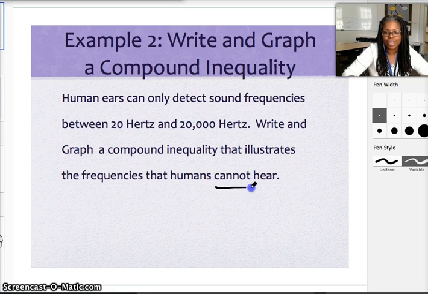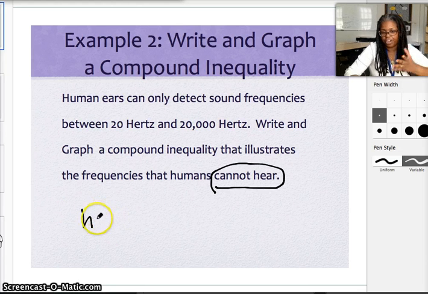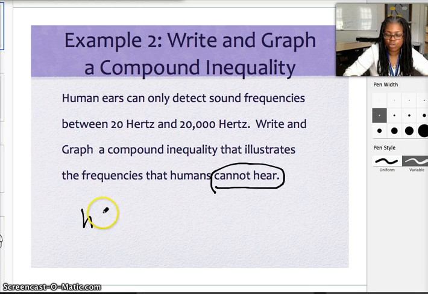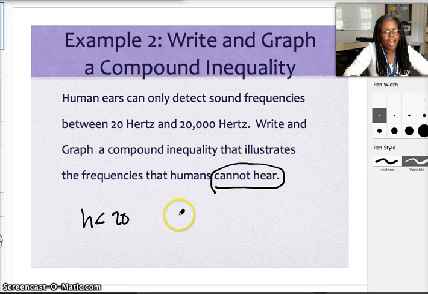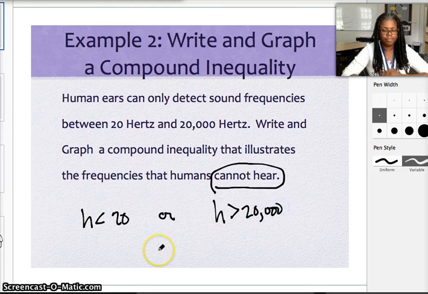So the cue here, or the most important thing, is to know that we're not talking about this, we're talking about what this doesn't cover, what humans cannot hear. So hopefully you recognize that humans cannot hear below 20 hertz. So I'm going to use H for humans, or hearing, and humans cannot hear below 20 hertz, so H less than 20, or what other category, or H greater than 20,000. And that's it. There's not much else for us to do.